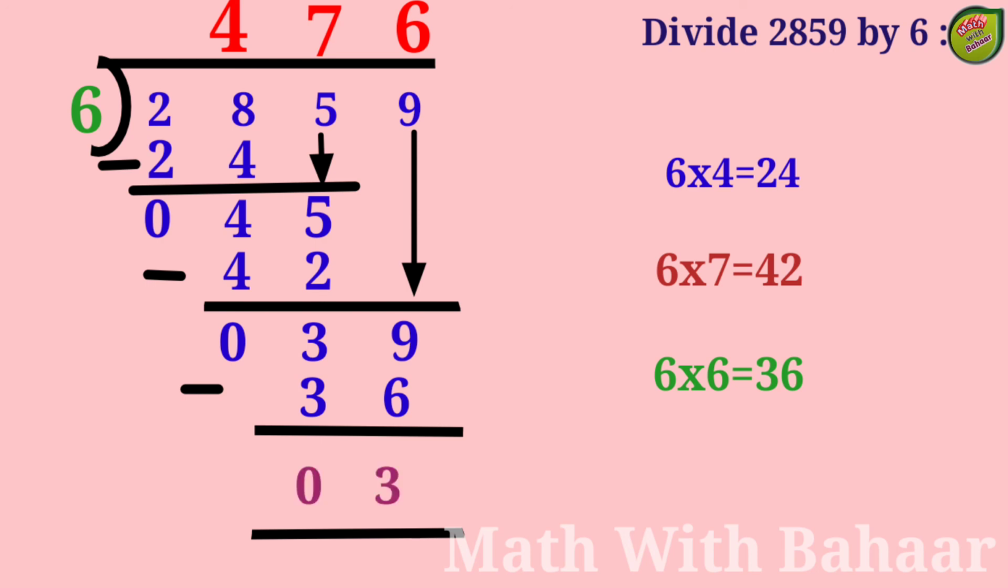So now we can observe that 3 is less than 6, which is the divisor, right? So the remainder is less than the divisor. If the remainder is less than the divisor, we have to stop the division process, and then we can observe that 476 is the quotient and 3 is the remainder.